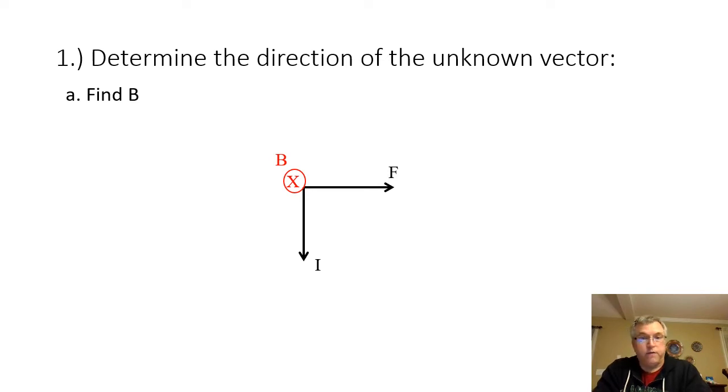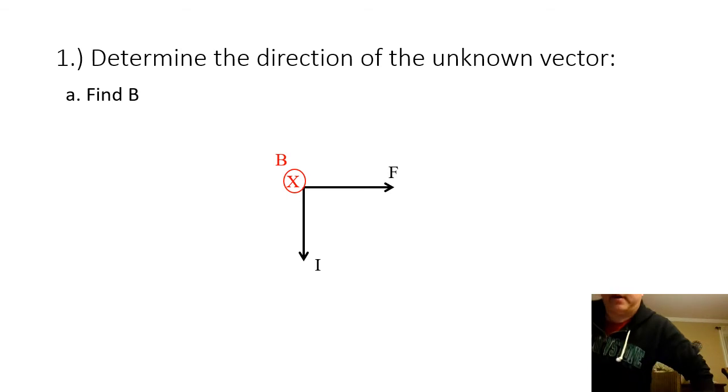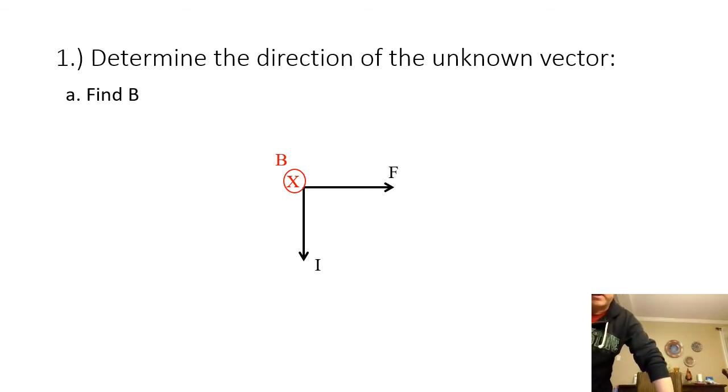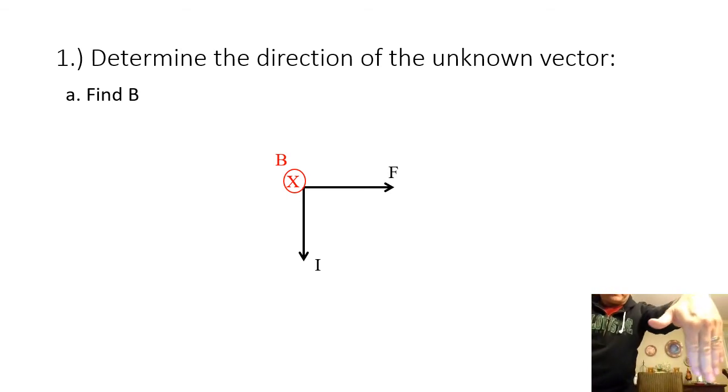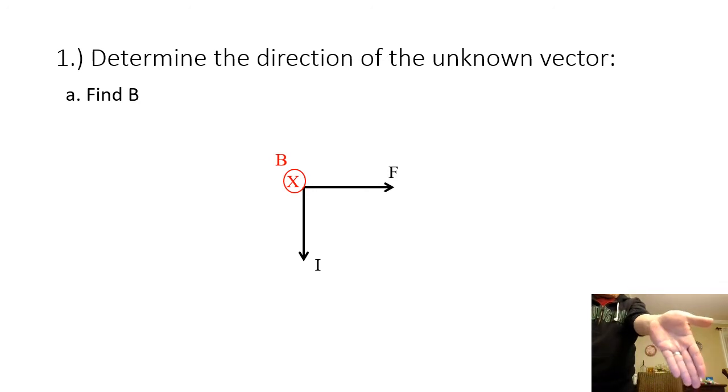I have a force oriented in the positive x direction, and I have a current oriented in the negative y direction. So if I have to stand up for this, if I orient my fingers, which represent the current, going straight downward, my thumb, which is the force, needs to be oriented to the right. So I have to turn my hand like this. So now my fingers, which represent the current, are pointing straight down. My thumb, which represents the force, is pointing to the right or in the positive x direction.